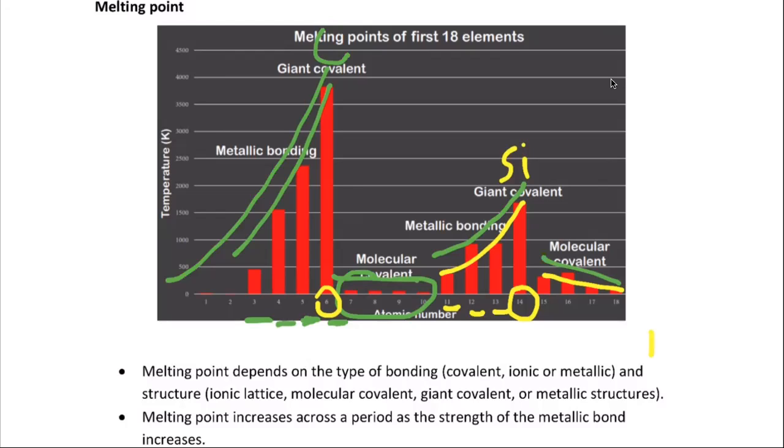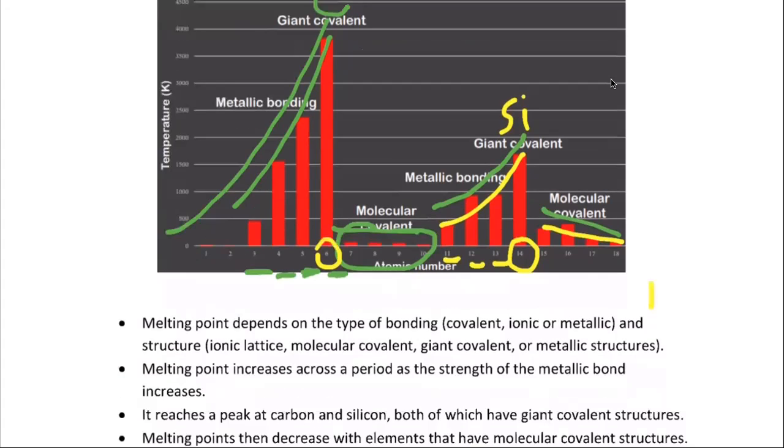And so what it says down here is melting point depends on the type of bonding. So we have some different types of bonds here. We have covalent, ionic, or metallic, and it depends on the structure. For ionic bonds, I can have a lattice structure where it's the negative and positive ions alternating in a grid. For covalent, though, there are two different types of structures. And that's why we see this trend.